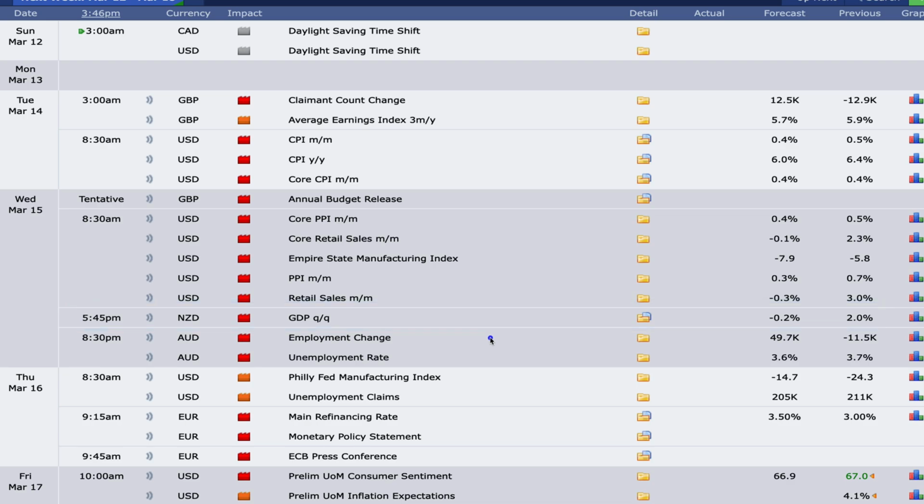Kiwi was a bit more resilient last week, didn't really give up as much of the ground, but next week we'll see if the GDP numbers can really change that.